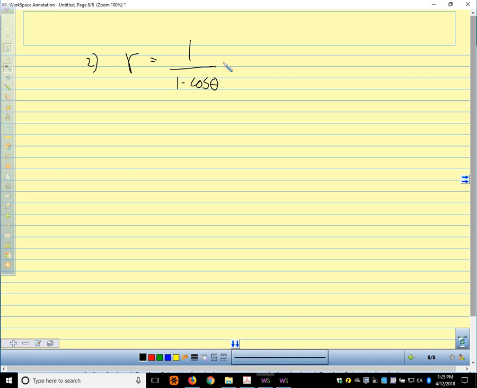All right. So this is where we're going with polar coordinates. So let's look at this last example. What are we going to do here? Let's get rid of that fraction. Multiply both sides of the equation by 1 minus cosine theta. And then I'm going to say r minus r cosine theta, distribute, equals 1.